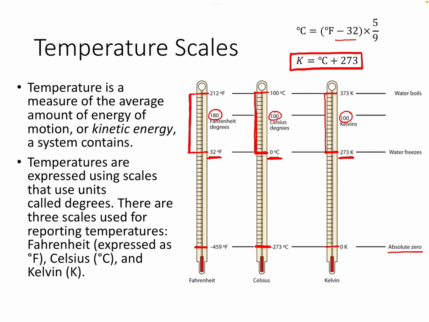And we also have to take into account the ratio of the degrees here. So we have 180 degrees between the freezing point of water and the boiling point for Fahrenheit, and for Celsius it's 100. Now, if we take that ratio, it comes out to 5/9. So we're also going to multiply by 5/9, and that'll give us the conversion here.